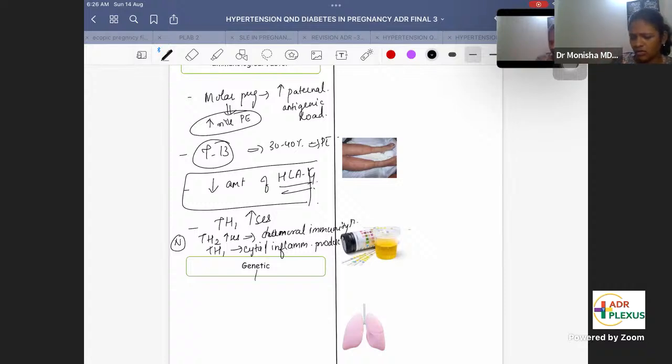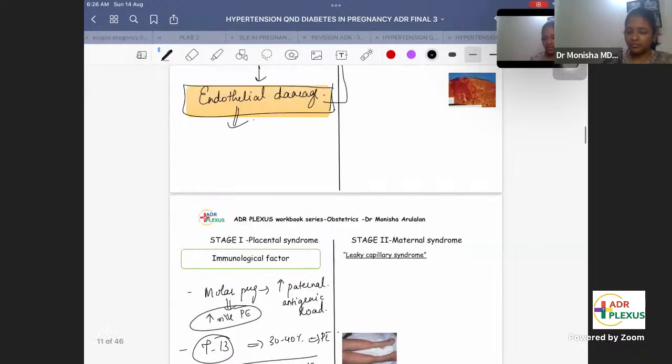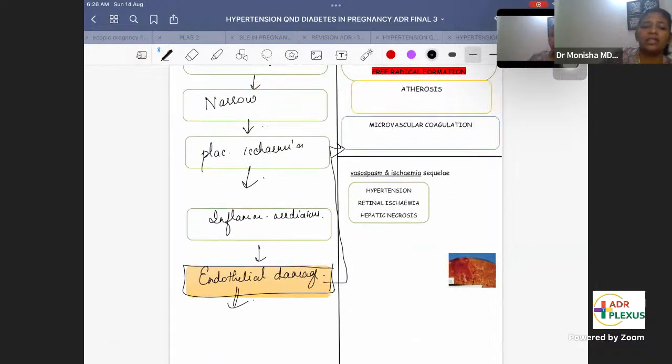They have told there is also a genetic impact or cause for this preeclampsia. That is, it is multifactorial. Remember, it is multifactorial. They have not specifically told what the genetic things are. Now we have understood that endothelial damage is the main culprit.